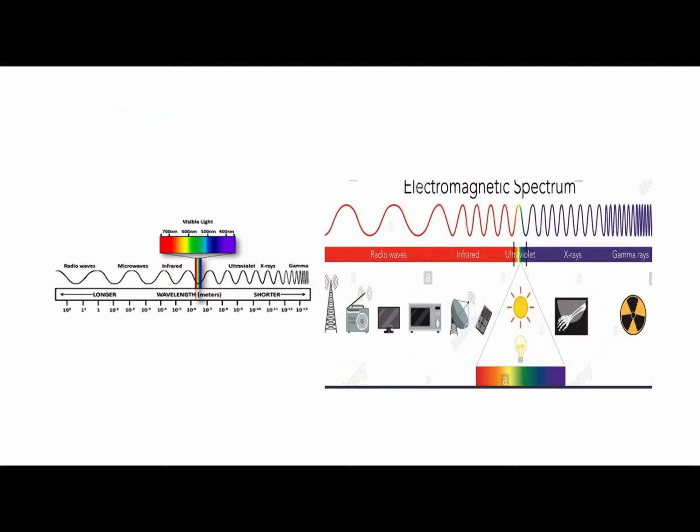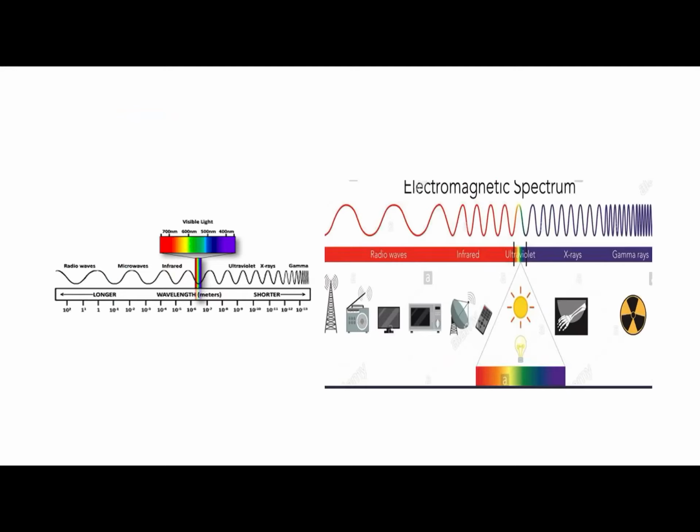Infrared waves are emitted by all hot bodies and cannot be seen by the naked eye. Infrared rays are used for heating purposes. Infrared detectors are used in Earth satellites. Electromagnetic waves that are visible to human eyes are known as visible rays. They have a wavelength ranging from 400 to 700 nanometer and a frequency range of 4 into 10 to the power 14 Hz to 10 into 10 to the power 14 Hz.